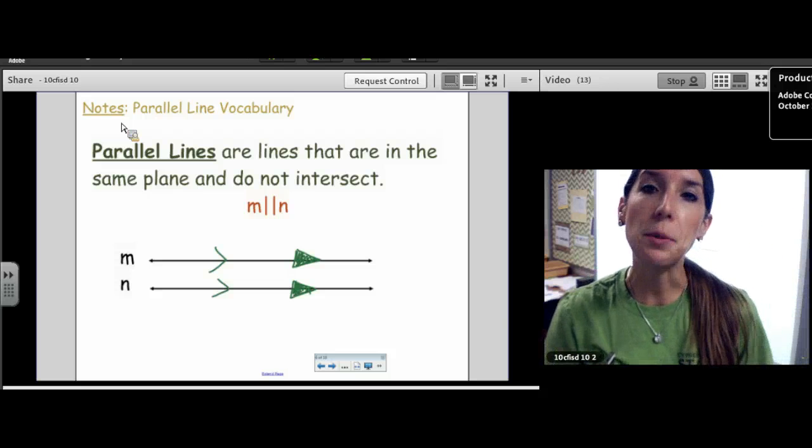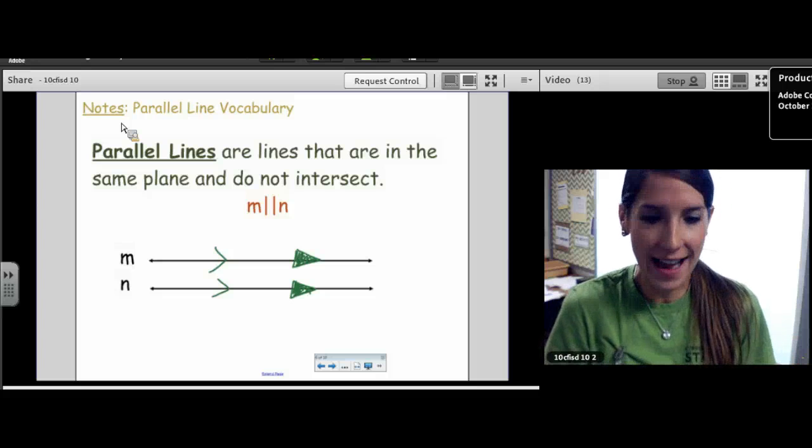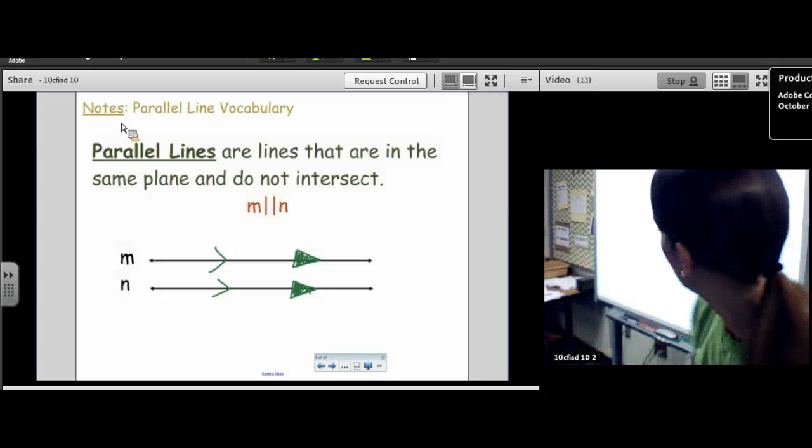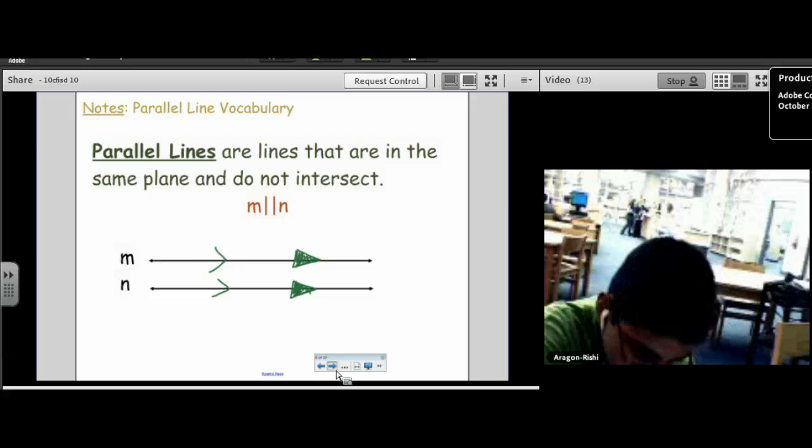So if two lines are parallel, you add arrows to them. Instead of adding tick marks or adding arcs, you add arrows. That's how you show to someone else that they're parallel. I already said that. Okay.